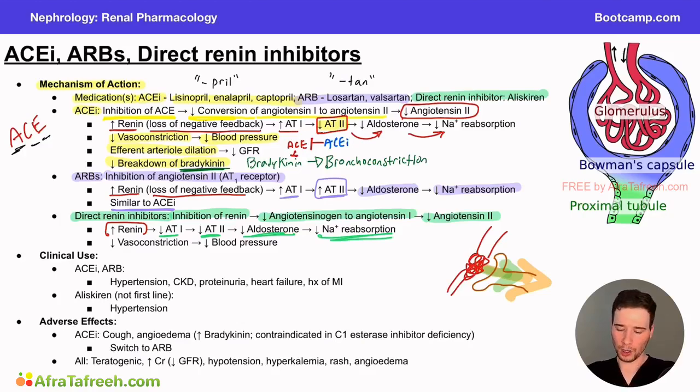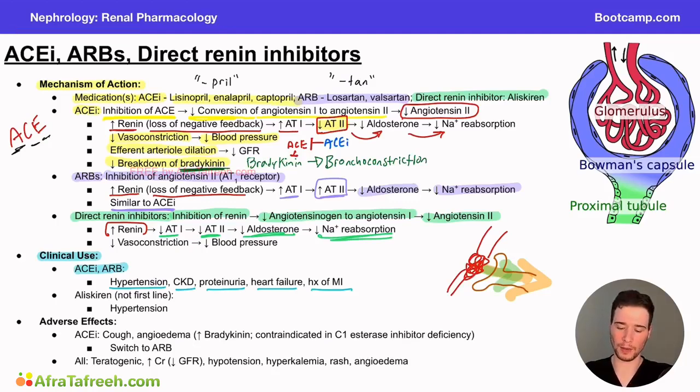Now, thinking about our clinical uses here, ACE inhibitors and ARBs are often used for hypertension. Why? Because they can help offload some fluid. They're also used for CKD and proteinuria, in addition to heart failure and history of MI. So let's unpack this a little bit. Why can they be used for hypertension?